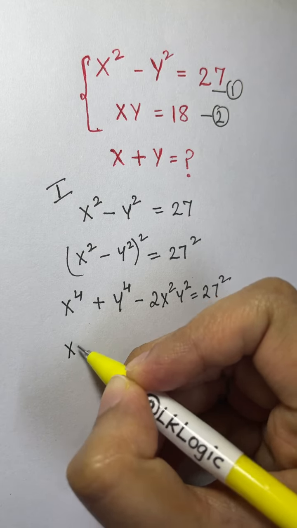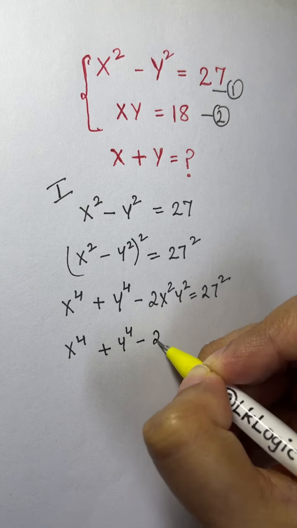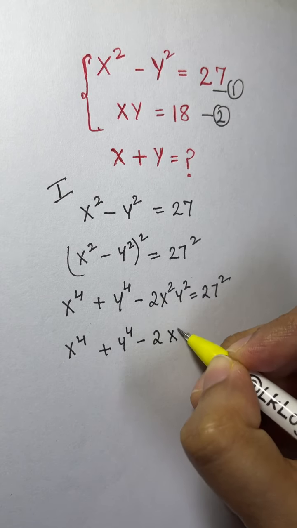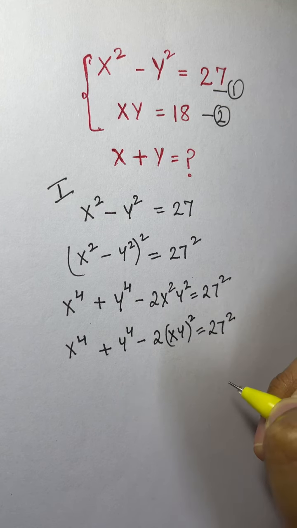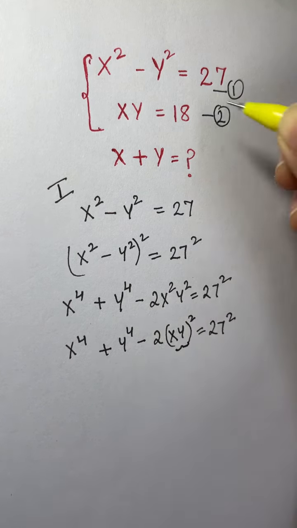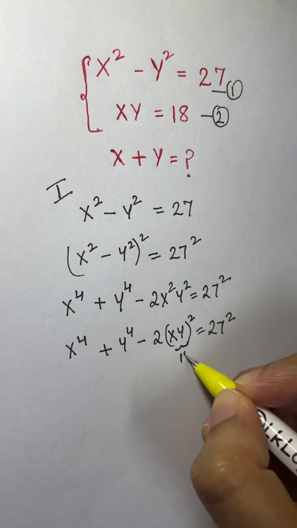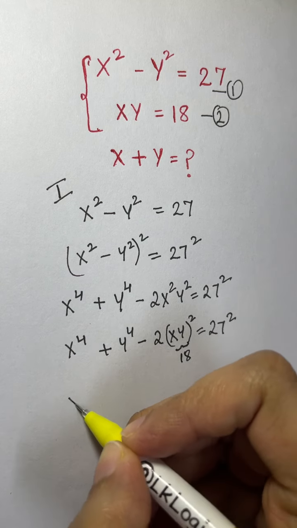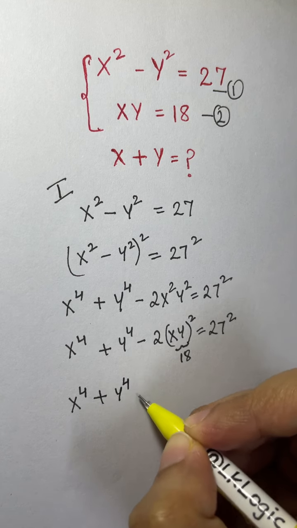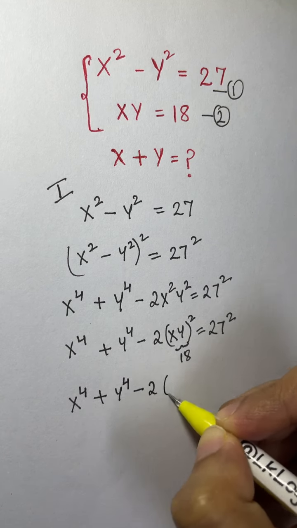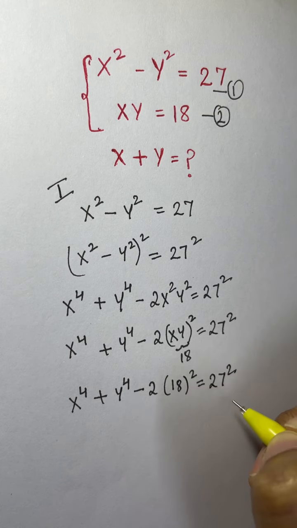Now I'm going to write that as x to the power of 4 plus y to the power of 4 minus this, I'm going to combine it, xy the whole square, is equal to 27 squared. Now what is xy from our equation 2? That's 18, right? So I'm going to substitute that. So I have x to the power of 4 plus y to the power of 4 minus 2 times 18 the whole square is equal to 27 squared.